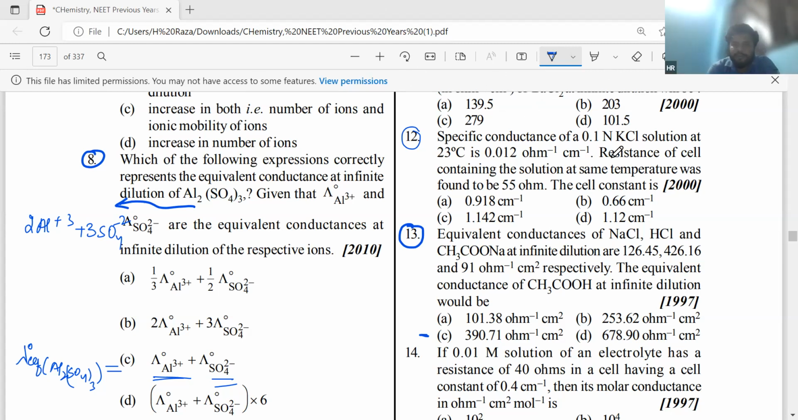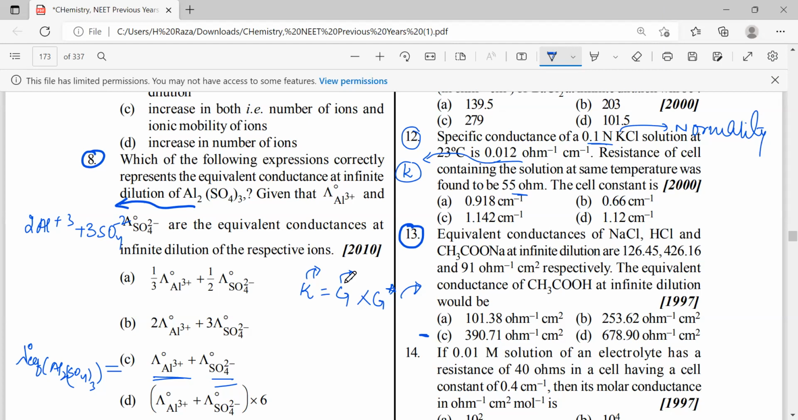First of all, what is given? Just concentrate on that one. 0.1 N, that means normality is given. Also, this is a specific conductance, that means conductivity kappa is given. Resistance of the cell is given, and the cell constant we need to calculate. For the cell constant, if you remember, I have written that kappa is equal to G into G star. This is the cell constant, this is conductivity, this is conductance. Yes or no?